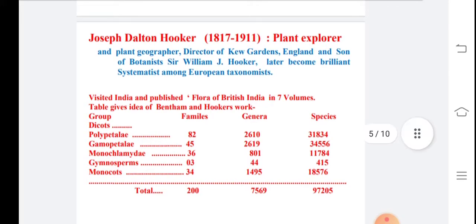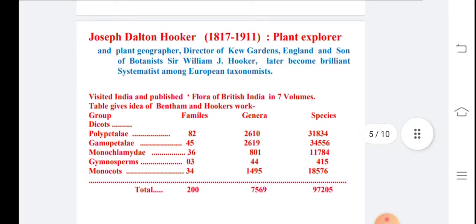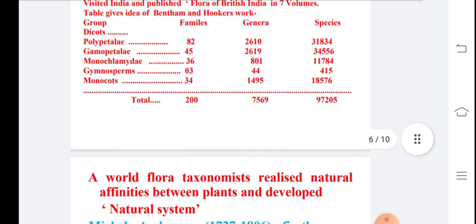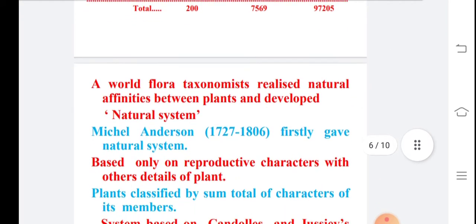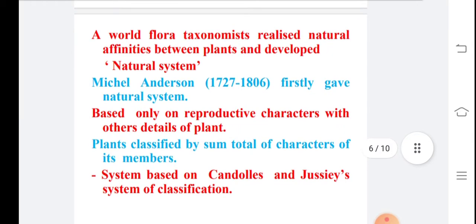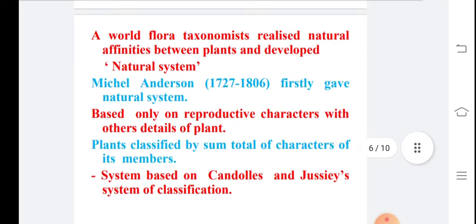Genera about 2610, and in total they studied 200 families, genera 7569 and species 97,205. So he worked more in India, a world flora taxonomist. It released the natural affinities between the plants and developed the natural system.